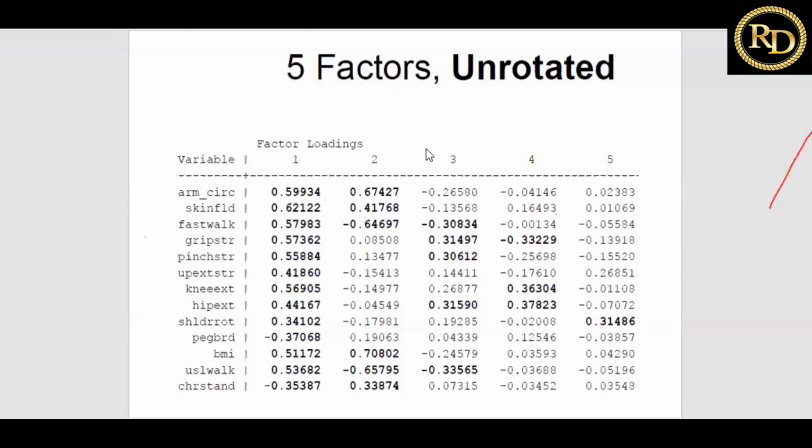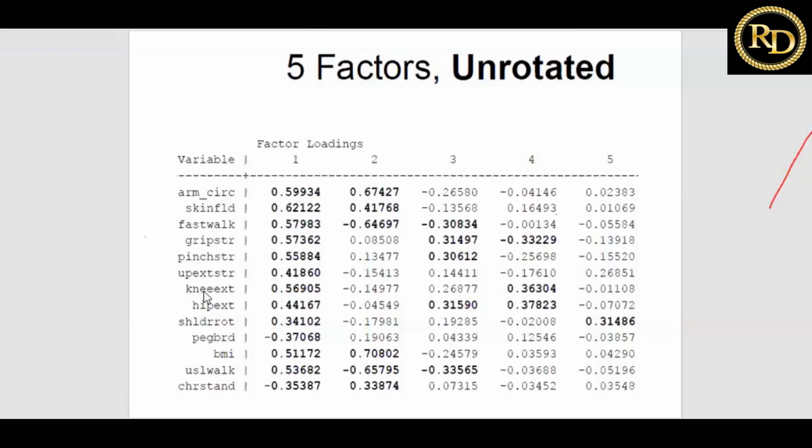This is the unrotated data. Now you can use the rotation techniques so that one variable links to only one factor. It cannot link to two factors. So that is what you need to create with the rotations.